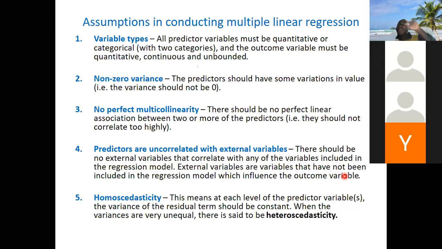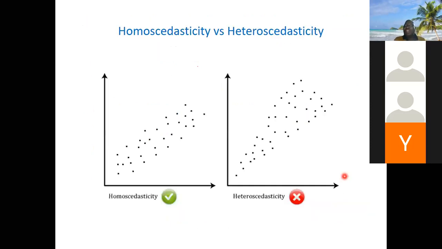But this one is the residual. We have talked about residual yesterday. That is the difference between the predicted y and the observed y, the outcome variable, the predicted and the error. That is the residual. So the residual must be the same across the different values of x.